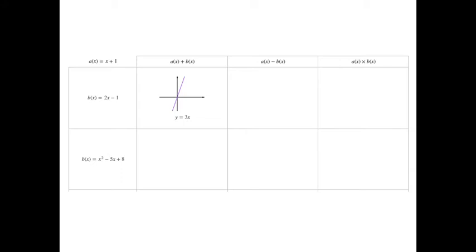So what I'd like you to do is to have a go now at completing sketches for those remaining 5 boxes. Sketching what you think ax plus bx, ax minus bx and ax times bx would be for the first row where bx is 2x minus 1 and the second row where the bx function has been changed to x squared minus 5x plus 8. Pause this video now, and when you've done, click play to see if your answers were right.